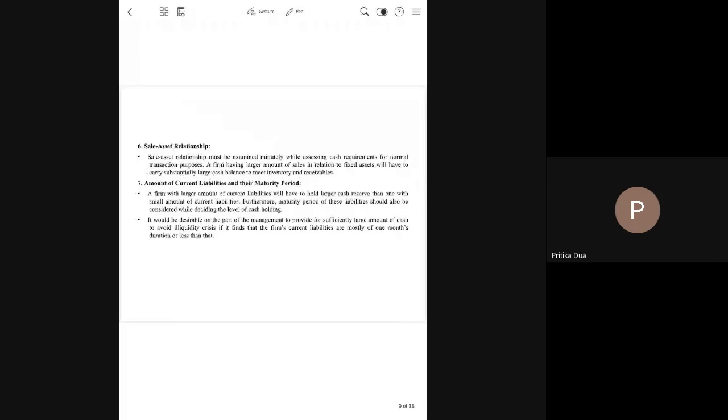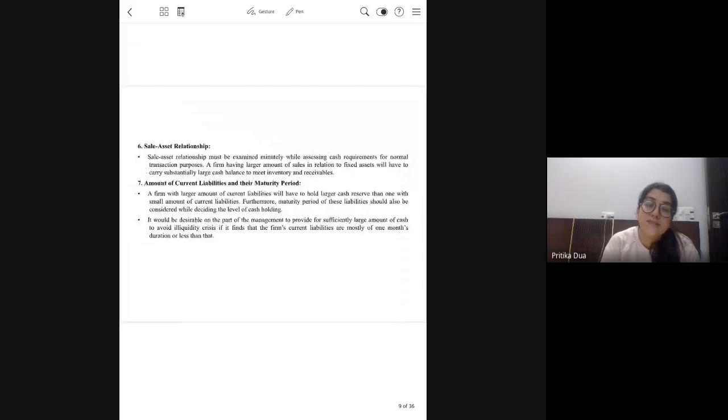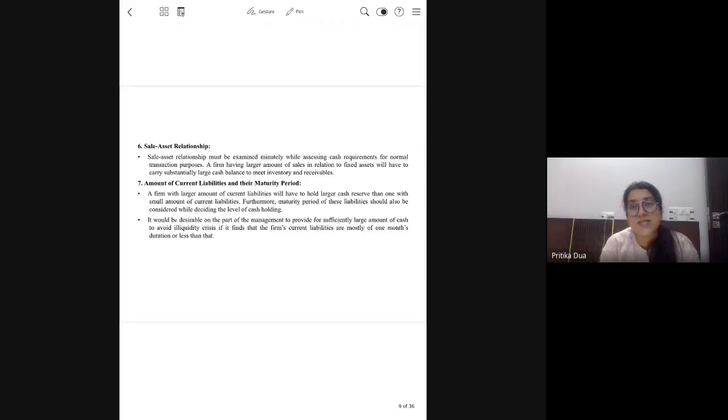Under sales asset relationship, sales asset ratio is the ratio of sales to the assets held by the firm. Here assets mean the fixed assets. तो जितना ज्यादा ये proportion होता है उतना ज्यादा आपको कैश की रिक्वायरमेंट होती है. Say your sales are 70% of your total assets. Okay, so this actually shows the financial strength of the business. तो 70% सेल्स मेंटेन करने के लिए आपको अपने फिक्स्ड एसेट्स में उसी हिसाब से इन्वेस्टमेंट करनी पड़ेगी.